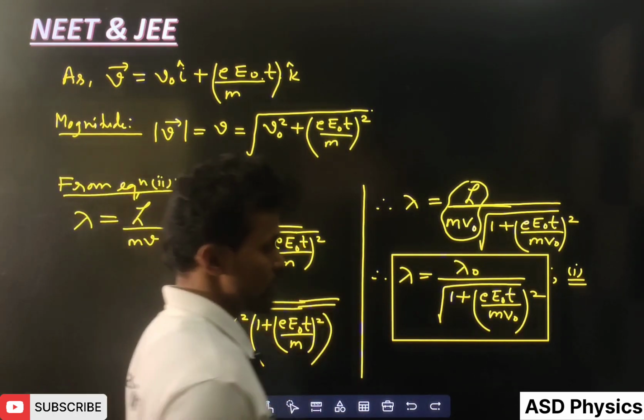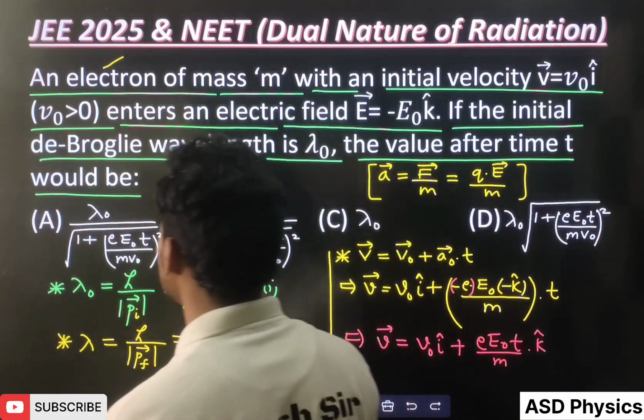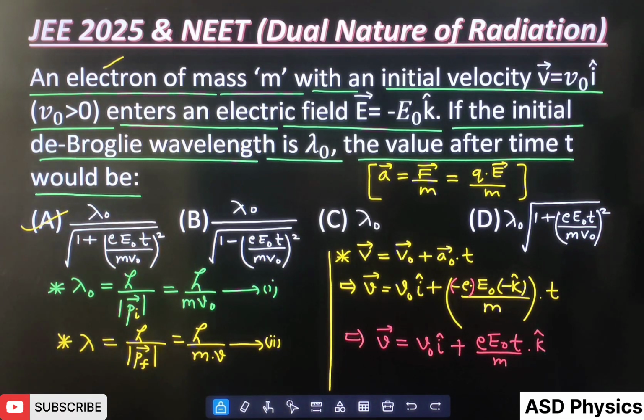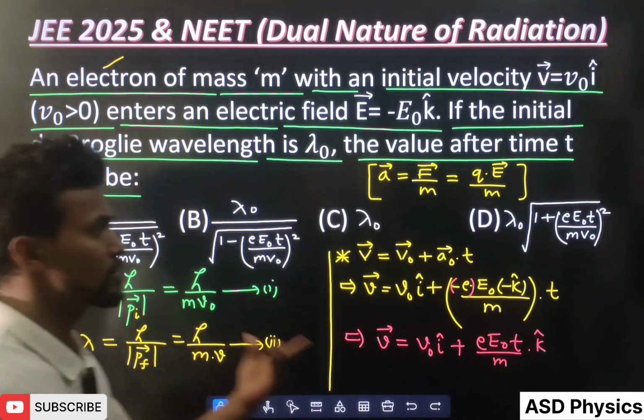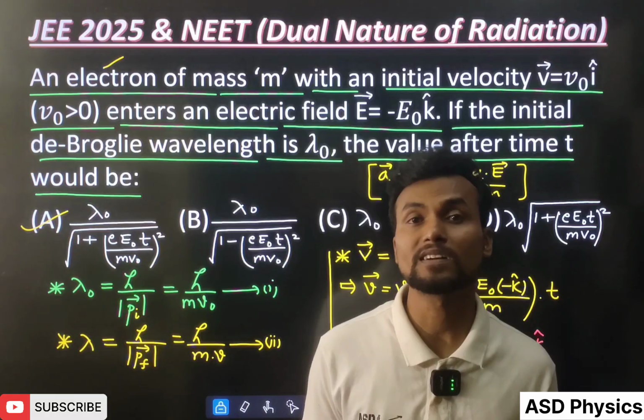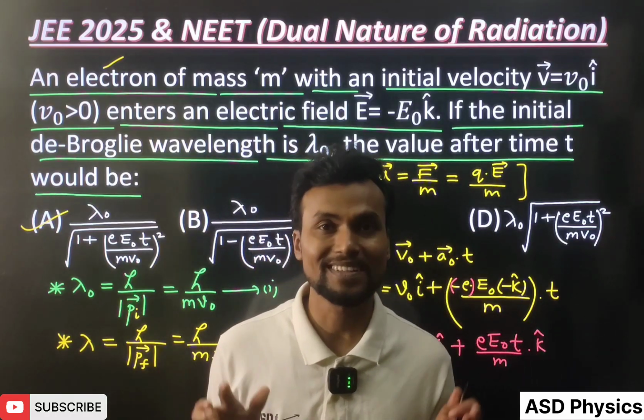So let's check which option is correct here. The correct option is option A, that is the answer. So students, I hope this question based upon the de Broglie wavelength representing the dual nature of the particle is very, very clear to you. Keep studying, keep growing.